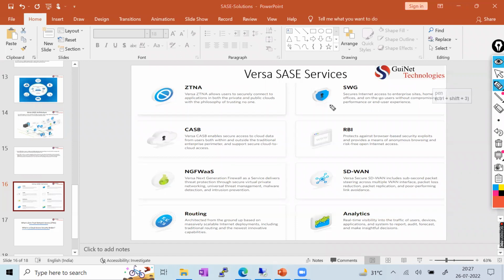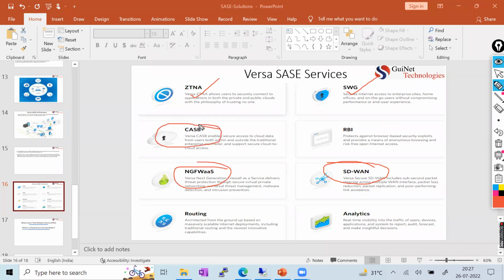But if you are going to use any of the solutions, Zero Trust Network Access plays a very vital role in terms of the SASE solution. Secure web gateway, that is again a kind of proxy, is going to act in a very important role. SD-WAN is going to act in a very important role. Next generation firewall is going to act in a very important role, right?